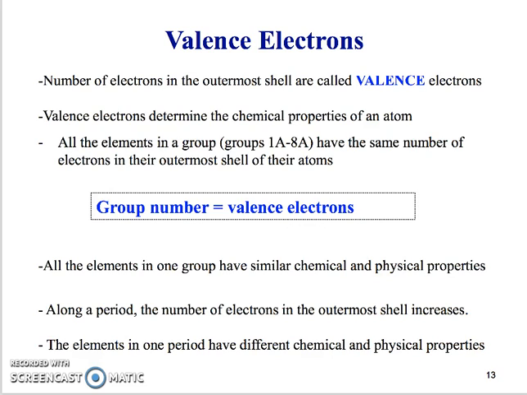Group 1 has 1 electron in its outermost shell. Group 2 has 2 electrons in its outermost shell. Group 3 has 3 electrons in its outermost shell. And along the period, so this is going across the rows of the periodic table, the number of electrons in the outermost shell increases. The elements in one period have different chemical and physical properties.